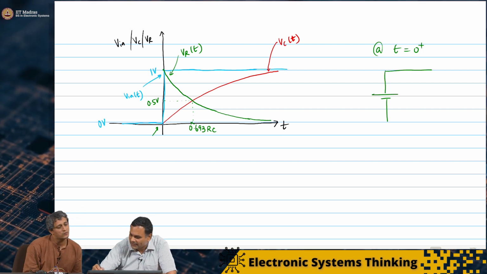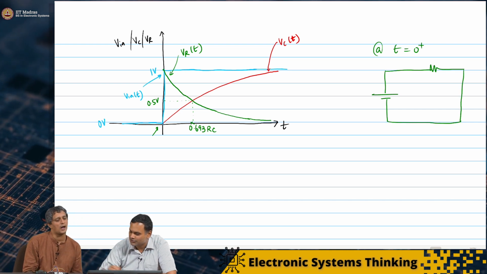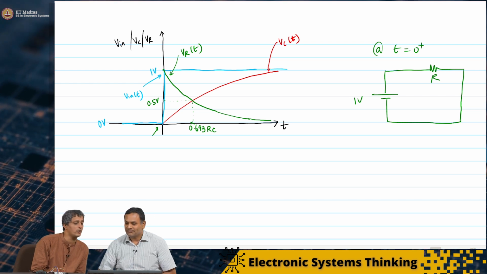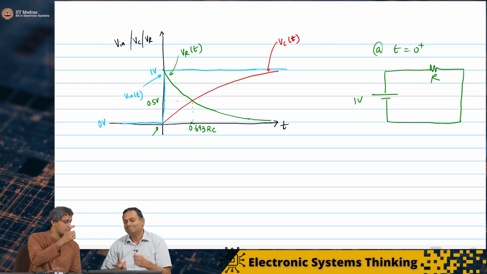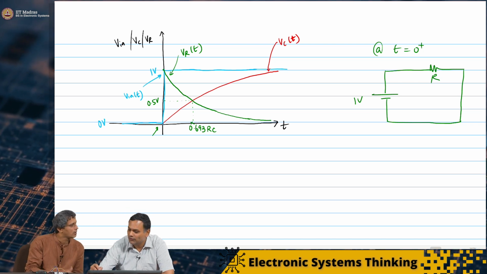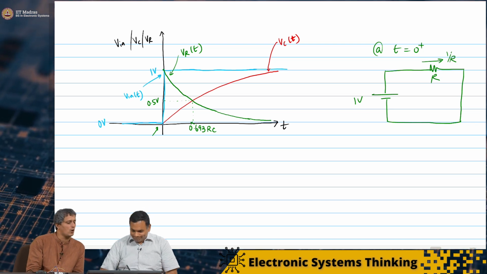So the equivalent circuit at that point will look like this. The capacitor looks like a short circuit. So you have 1 volt and you have R. And therefore the entire voltage is applied across it, and the current at that point is going to be 1 over R. Okay, interesting, right? Okay, great.